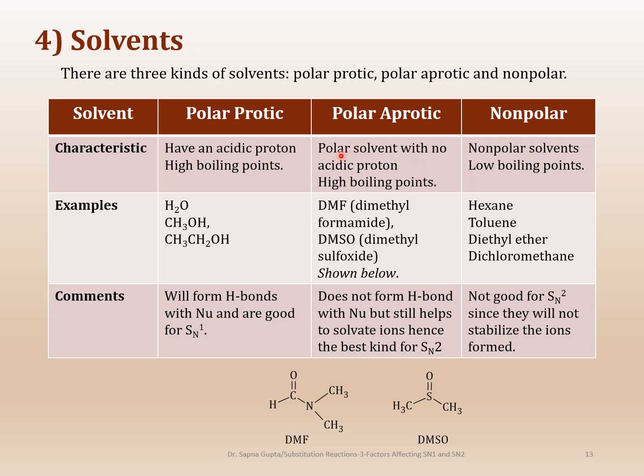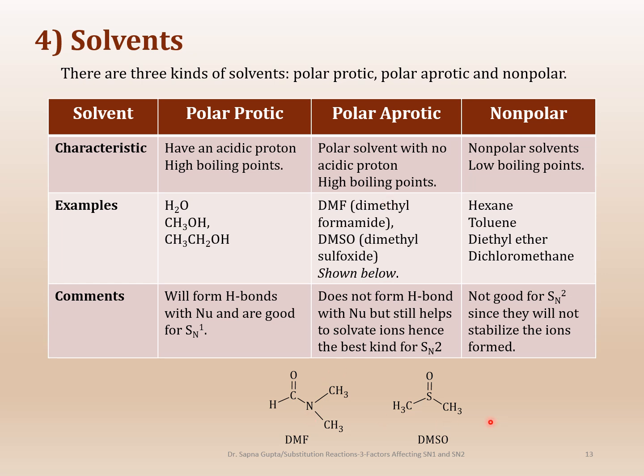The polar aprotic, they are polar solvents, but there is no acidic proton. Now remember what happens with the acidic proton. Acidic proton means that they can react with bases. So you have to be very careful with this. Polar aprotic means that you don't have any acidic proton, but they are still polar, which means that they are very good in dissolving, and they're also organic. So they're very good in dissolving organic substances.